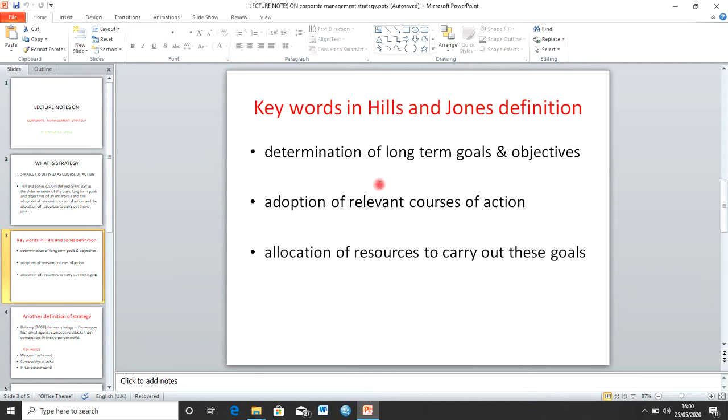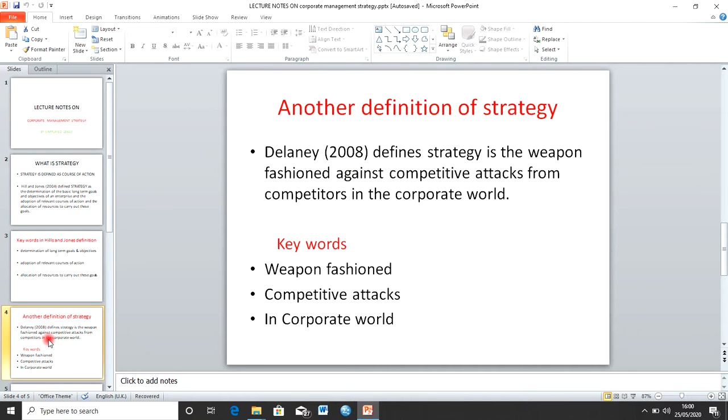So what Hill and Jones are saying is that an organization must have a long-term goal and objective they want to achieve. They must put a course of action in place that is relevant to achieving the goal, and of course they must attach resources to those courses of action, so that at the end of the day they can achieve the organizational goal. Now, another definition of strategy is Delaney 2008.